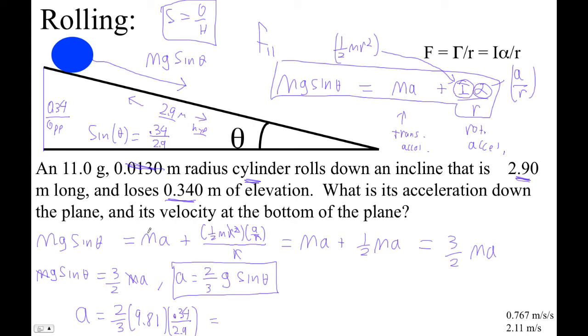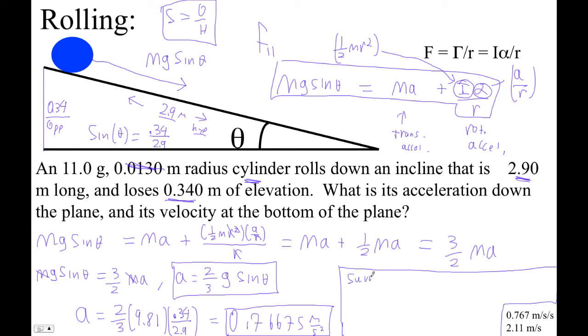Times 0.34 divided by 2.9. And I'm getting that the acceleration is 0.76675 meters per second squared. Now, dynamics will get you the acceleration, and then obviously with acceleration we can find the final velocity. So let's do that here.